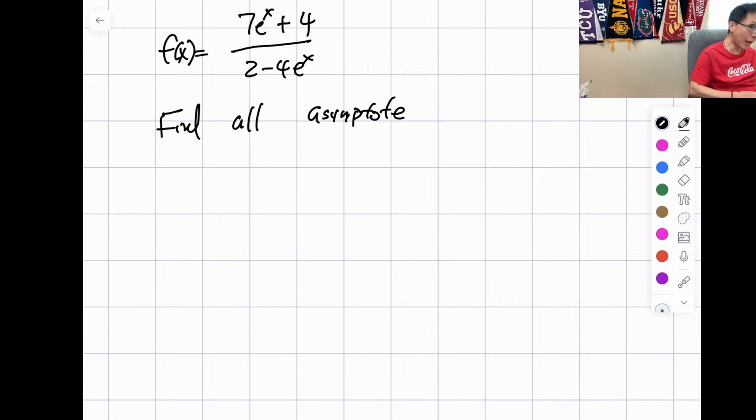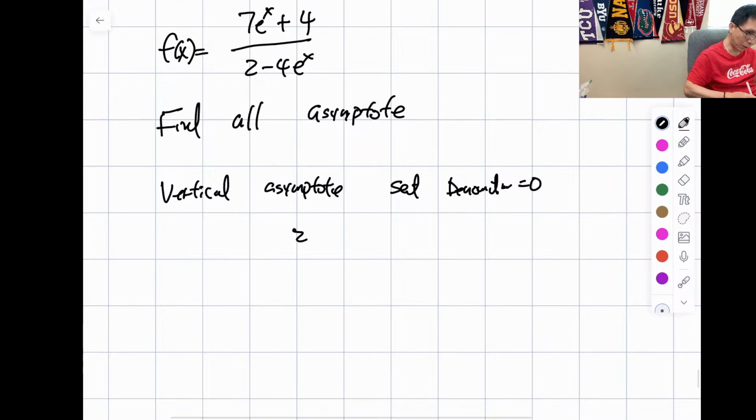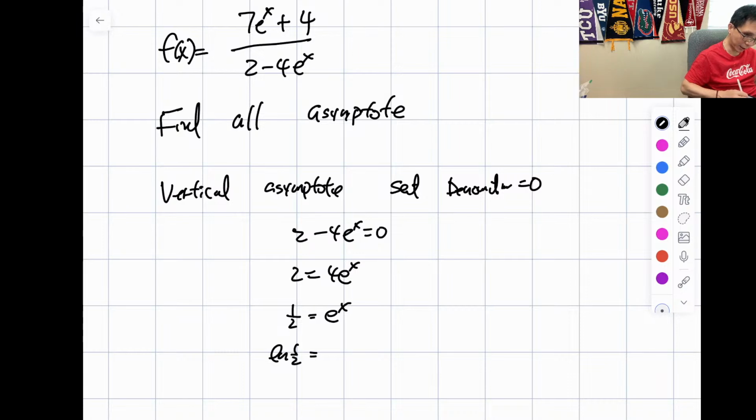All right, so how do I find the vertical asymptote? Oh wait, no. You set the denominator equal to 0, right? So the denominator is 2 minus 4e to the x equal to 0. 2 equals 4e to the x. 1/2 equals e to the x. ln of 1/2 equals x.